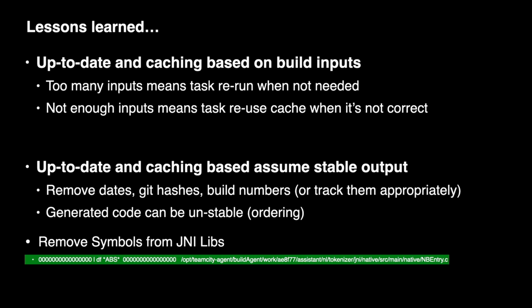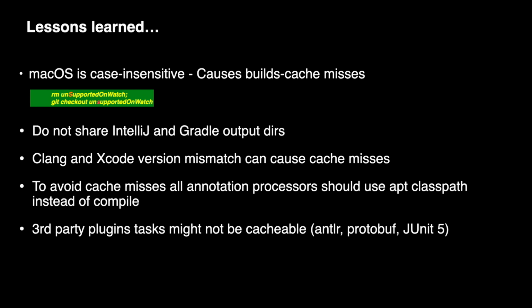And code generation order was a big issue for us. For example, in JNI libs, we had to remove these symbols because that would cause cache misses for us. So just figuring all these things out took time. And similarly, macOS was case insensitive, so we were having build cache misses because the file name was different. So we had to actually check out the file again on the local workstation to get caching to work again. Similarly, do not share any outputs between IntelliJ and Gradle output directories.